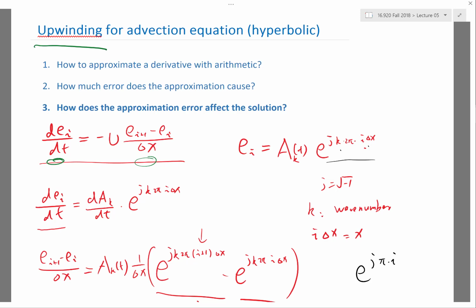Any questions on this forward versus backward finite difference?